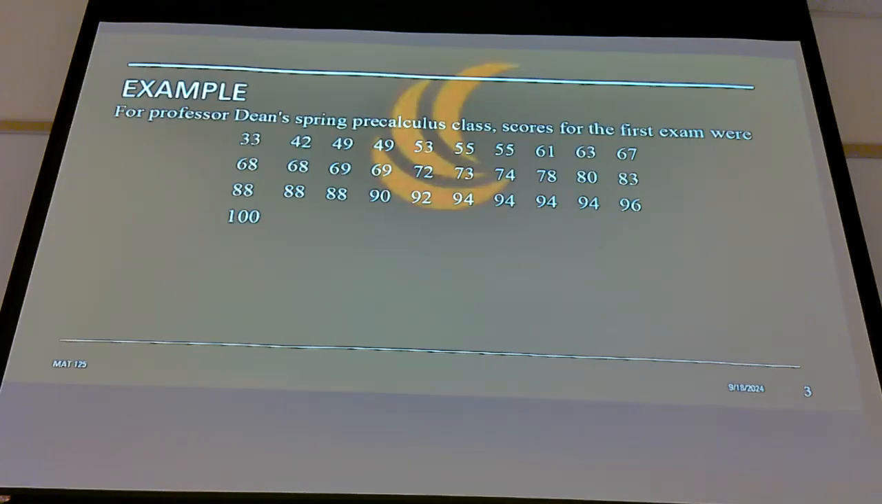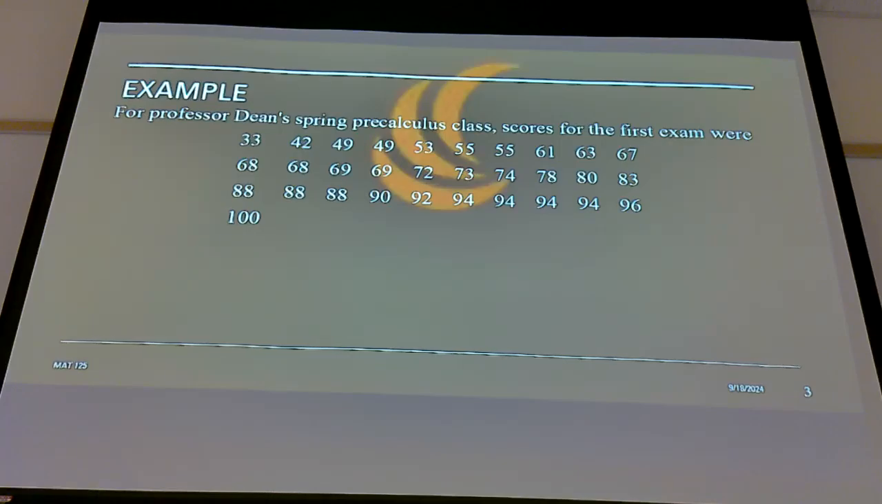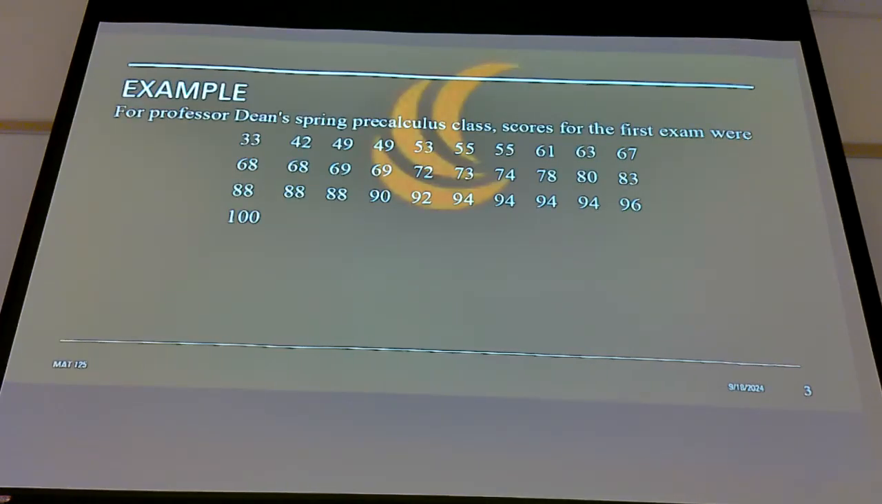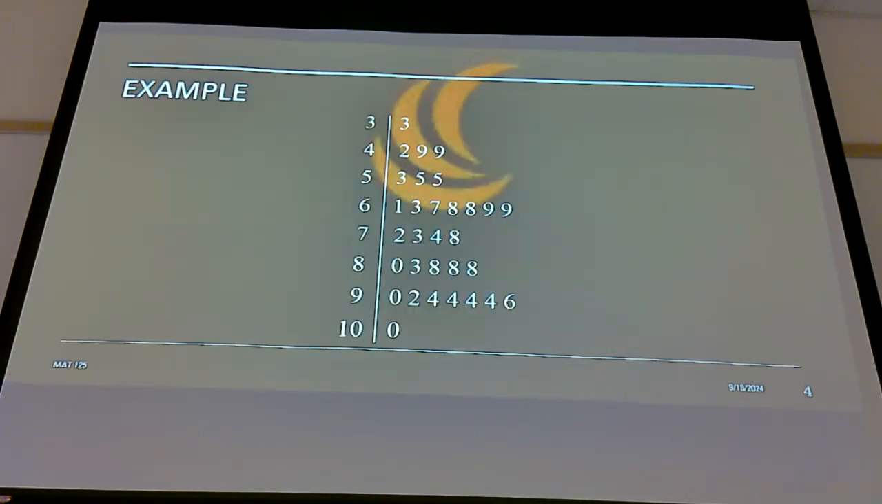So here we have a data set. First exam scores for a pre-calculus class. And they are arranged already for you in ascending order. So we're dealing with all whole numbers. So we take the leaf to be the units. The stem will be everything in front, so the tens and the hundreds. This would be the stem and leaf plot.